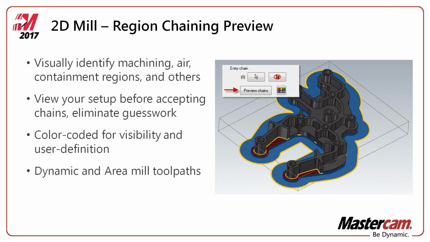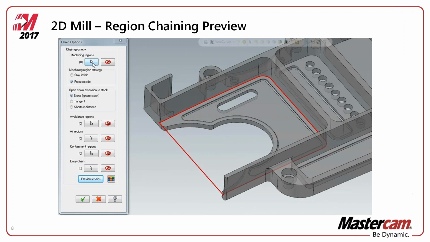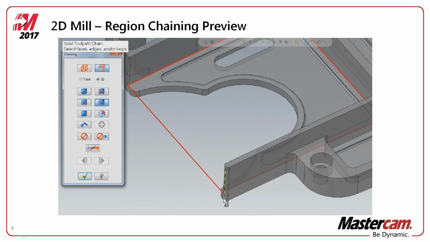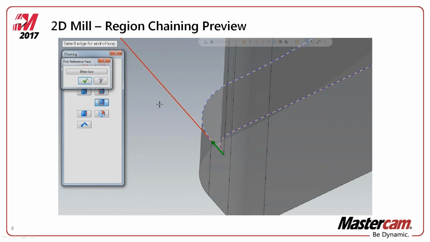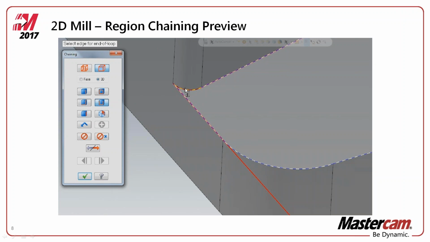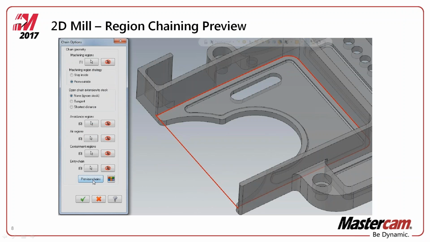So getting into the region chaining preview. Again, these are going to be on your 2D dynamic paths here. Inside of the chaining options, you'd now see a little button at the very bottom that says Preview Chains. I have a quick video here where we tell it our machining region and our containments. Sometimes it might be hard to see exactly what is going to be cut, and before you know it, maybe your toolpath is airing out.